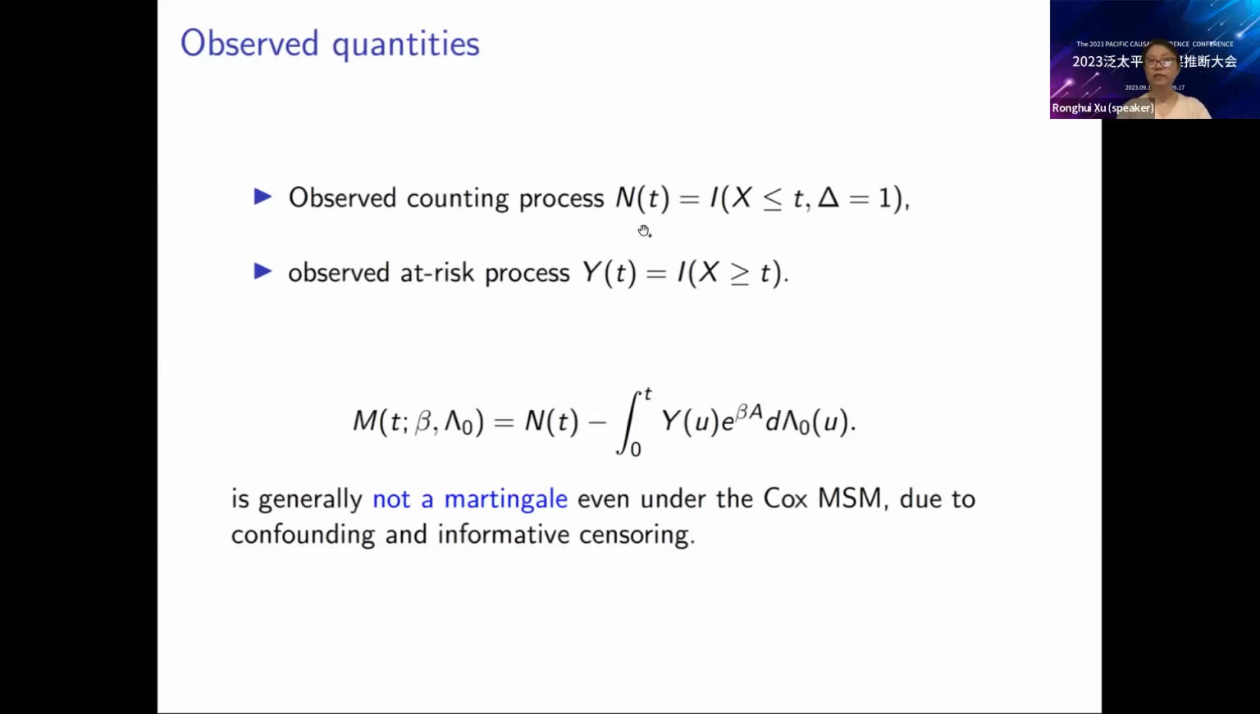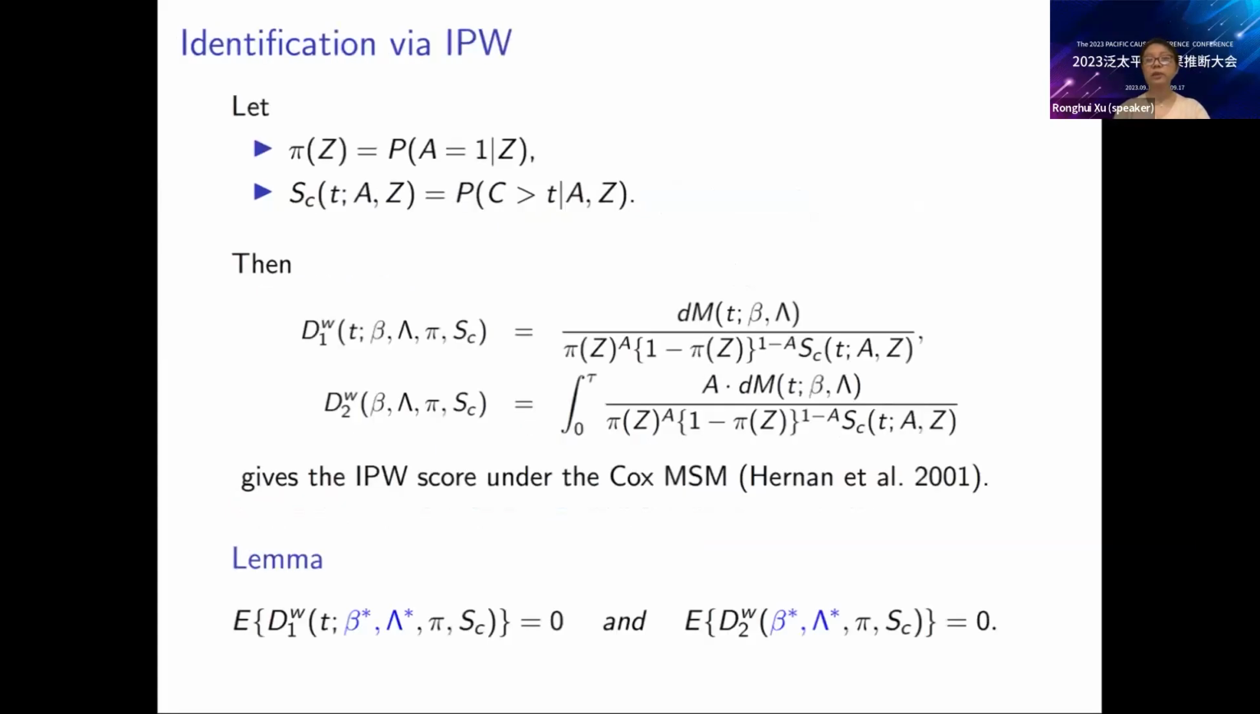So again, now we have the observed counting process, and we have the observed at risk process. And again, we mimic the martingale definition to form this M quantity, which is now definitely not a martingale if we have confounding and if we have informative censoring. Okay, but we have this M quantity. And what we can do as a first step is use inverse probability weighting, if we know the propensity score for treatment and we know the censoring distribution given the treatment and the covariates.